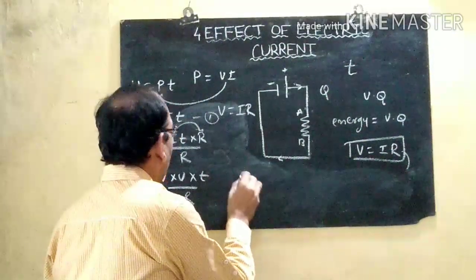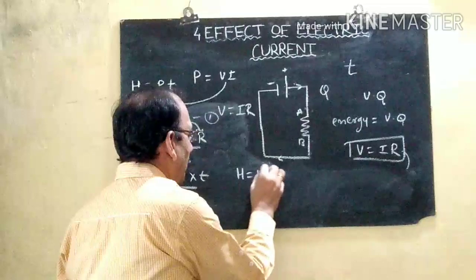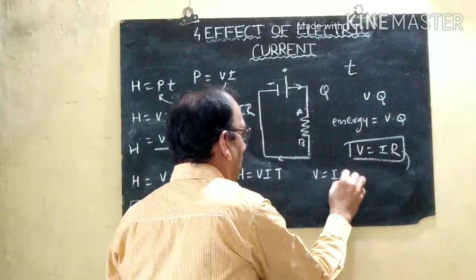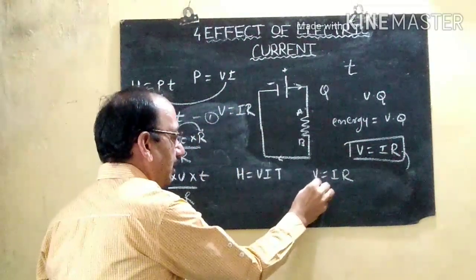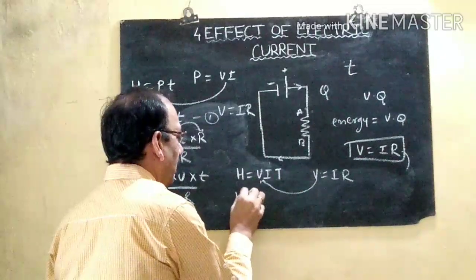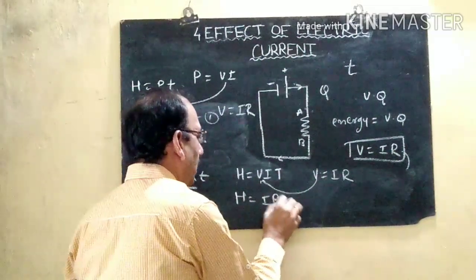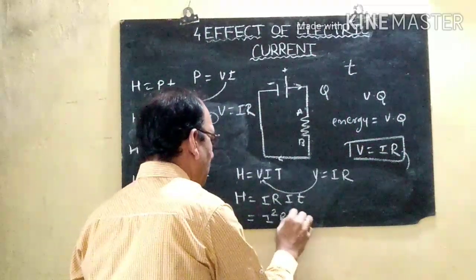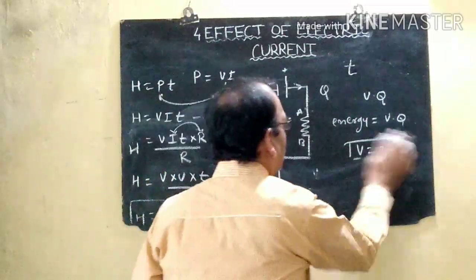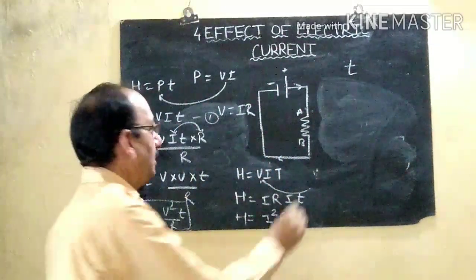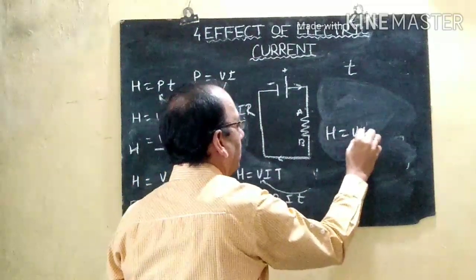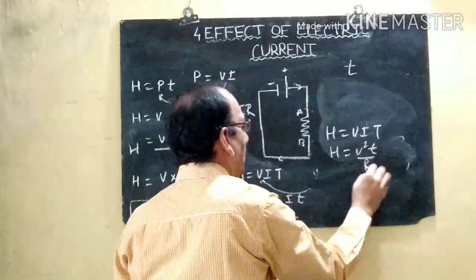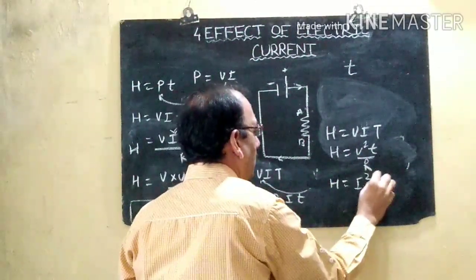The third formula we can derive from H is equal to VIT. We can also apply Ohm's law here, that is V is equal to IR. By putting this value of V here, we get H is equal to I R I into T. Then we get the formula I squared RT. We can derive three formulas of Joule's law: H is equal to VIT, H is equal to V squared T divided by R, and H is equal to I squared RT.